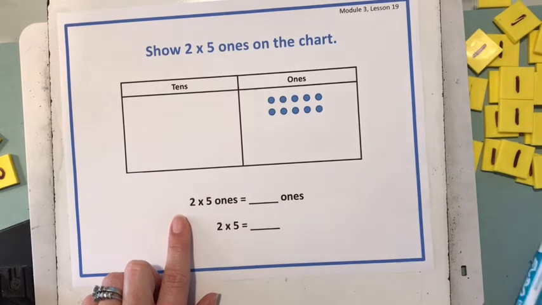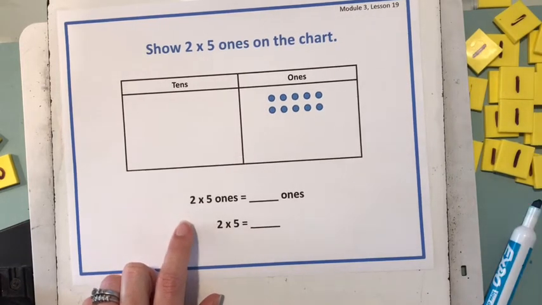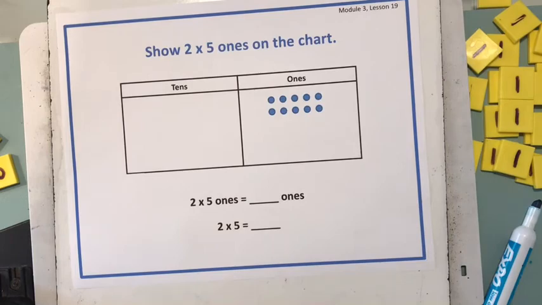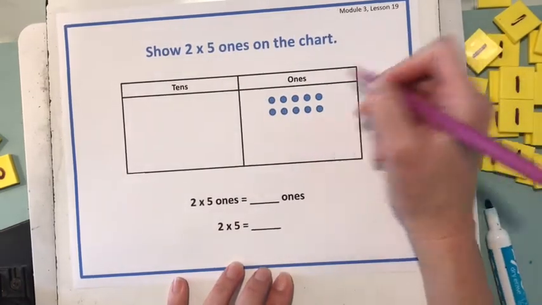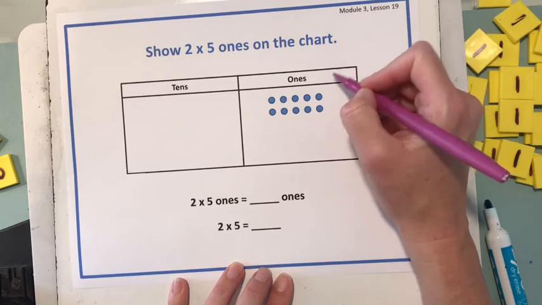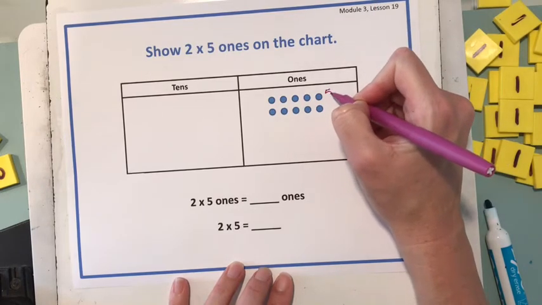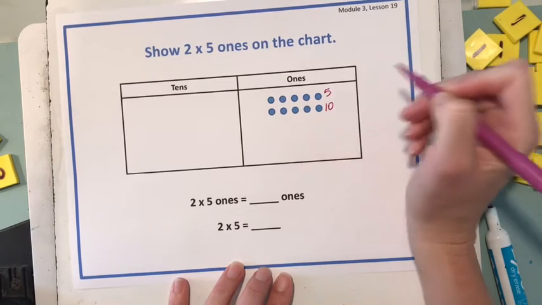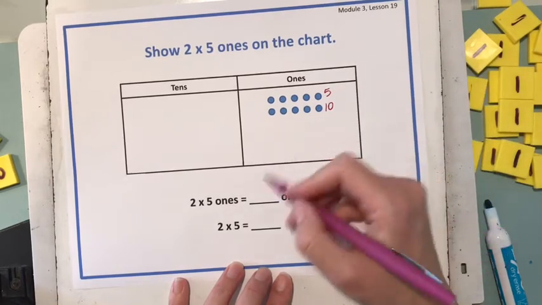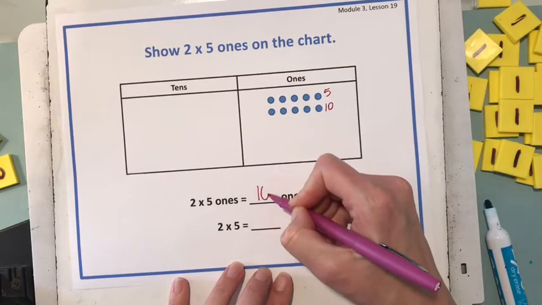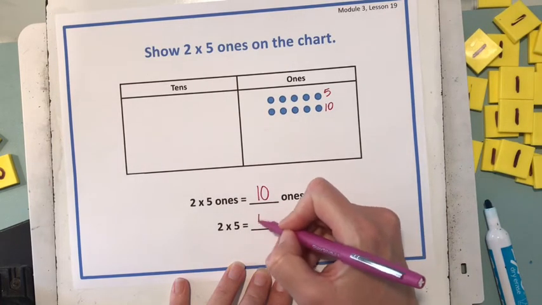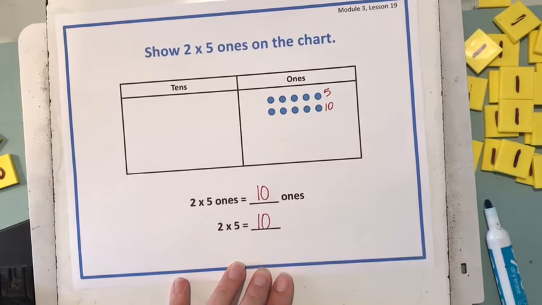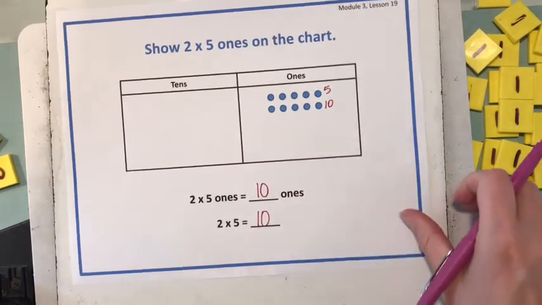Now we need to solve. So how many ones do we have all together? Well, let's skip count. Let's skip count by 5s or 2s? We're going to skip count by 5s, right? 5, 10. So how many ones do we have all together? We have 10. So 2 times 5 equals 10. Awesome. You're going to do this next one on your own.